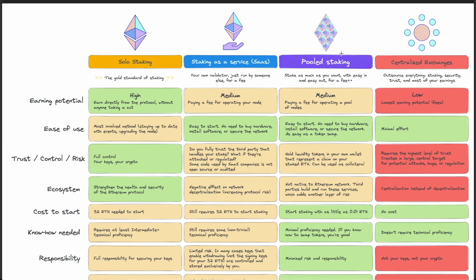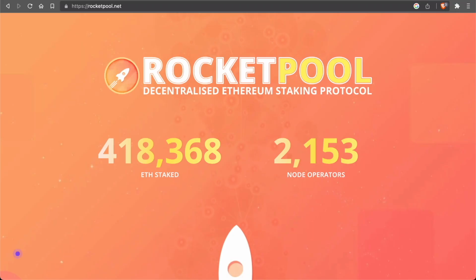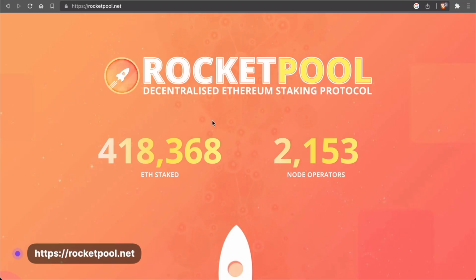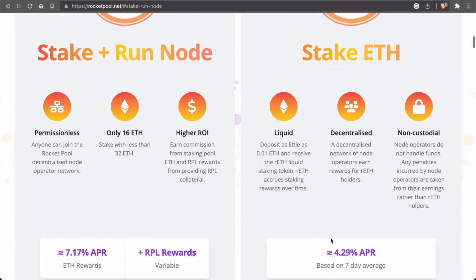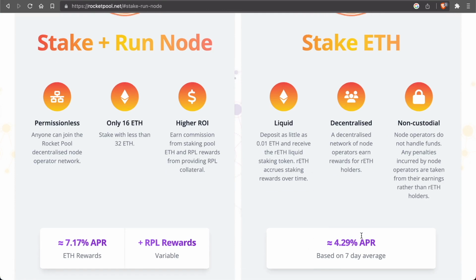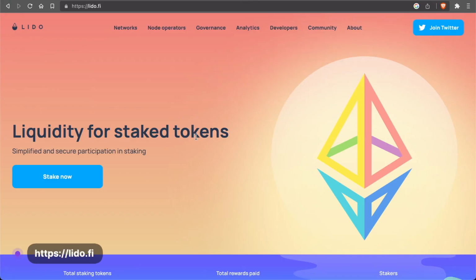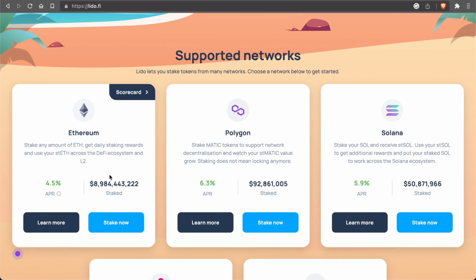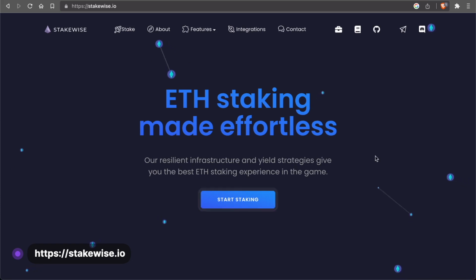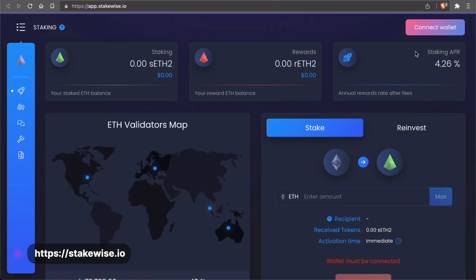For pooled or liquid staking, what are the good options? There are three that I could recommend, and the first one is Rocket Pool. This is their liquid staking option at about 4.29% APR at the moment. And the second option is Lido. Their current APR is about 4.5%. And the third one would be StakeWise, with current APR at about 4.26%, and a few interesting staking products launching pretty soon.